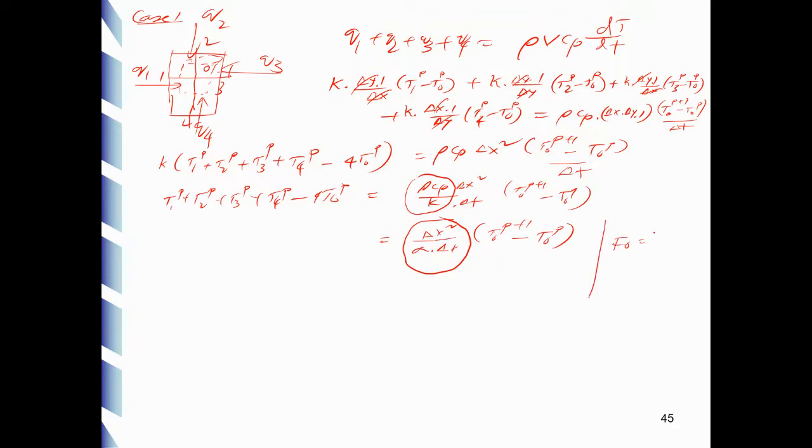F0 we can write alpha delta t by delta x square. This is the finite difference form of F0, alpha delta t by delta x square. So 1 by F0. So multiply F0 to the left side.